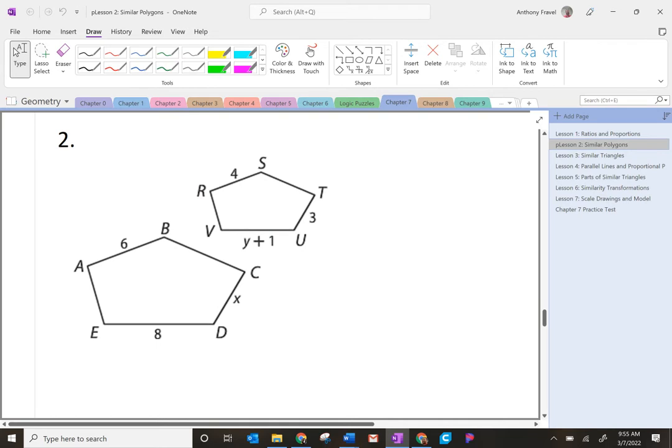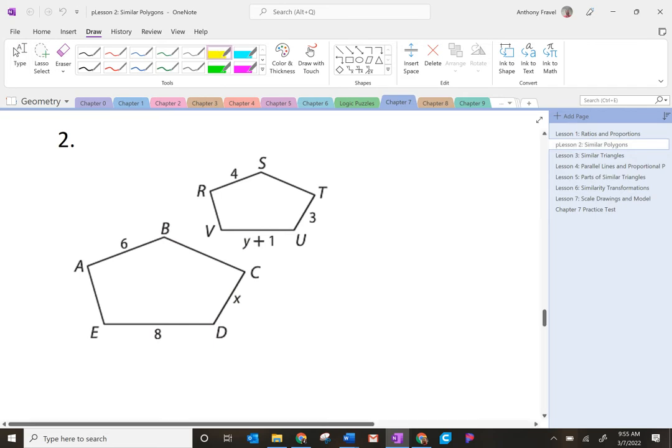This one, for the sake of it, I didn't write the congruency statement with the different triangles, but just know that AB and RS are the same, or corresponding sides, BC and ST, CD and TU, VU and ED, and then AE and RV. Those are all going to be the same corresponding sides. Since I have just 3 of them, I'm just going to highlight those 3 different sides. Those are the sides that correspond together. These sides will correspond together. And then these sides will correspond together.